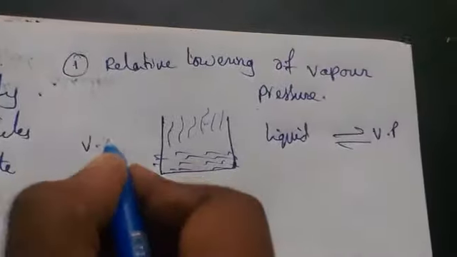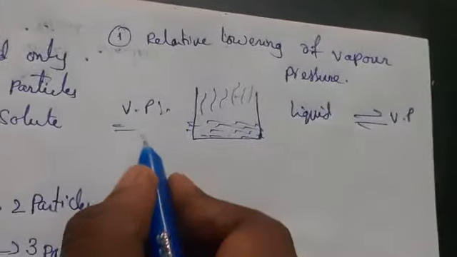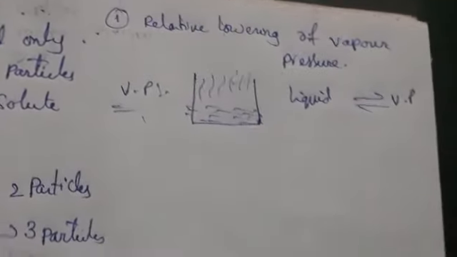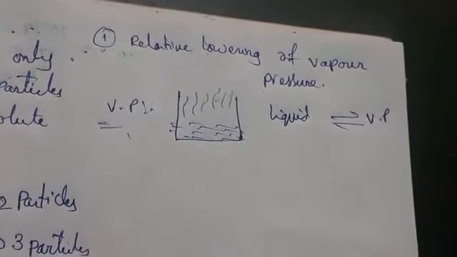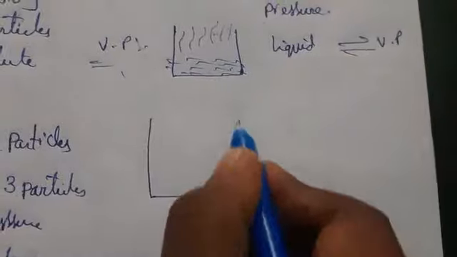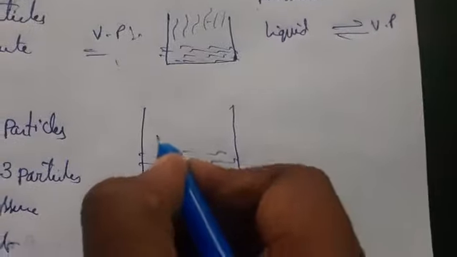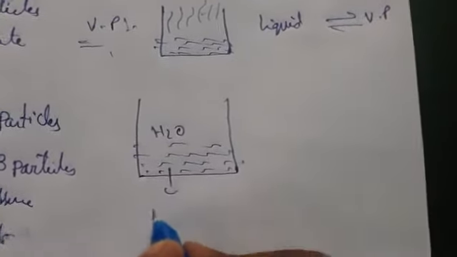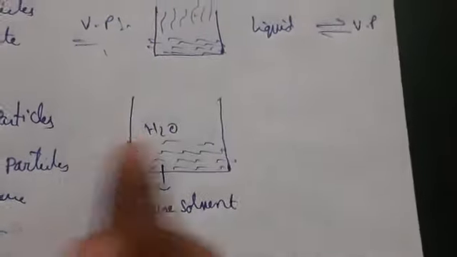So this is vapor pressure. Then lowering of vapor pressure means the vapor pressure decreases to some lower value. Lowering is nothing but decreasing of vapor pressure. Here let us take pure water, H2O, which is known as the pure solvent.